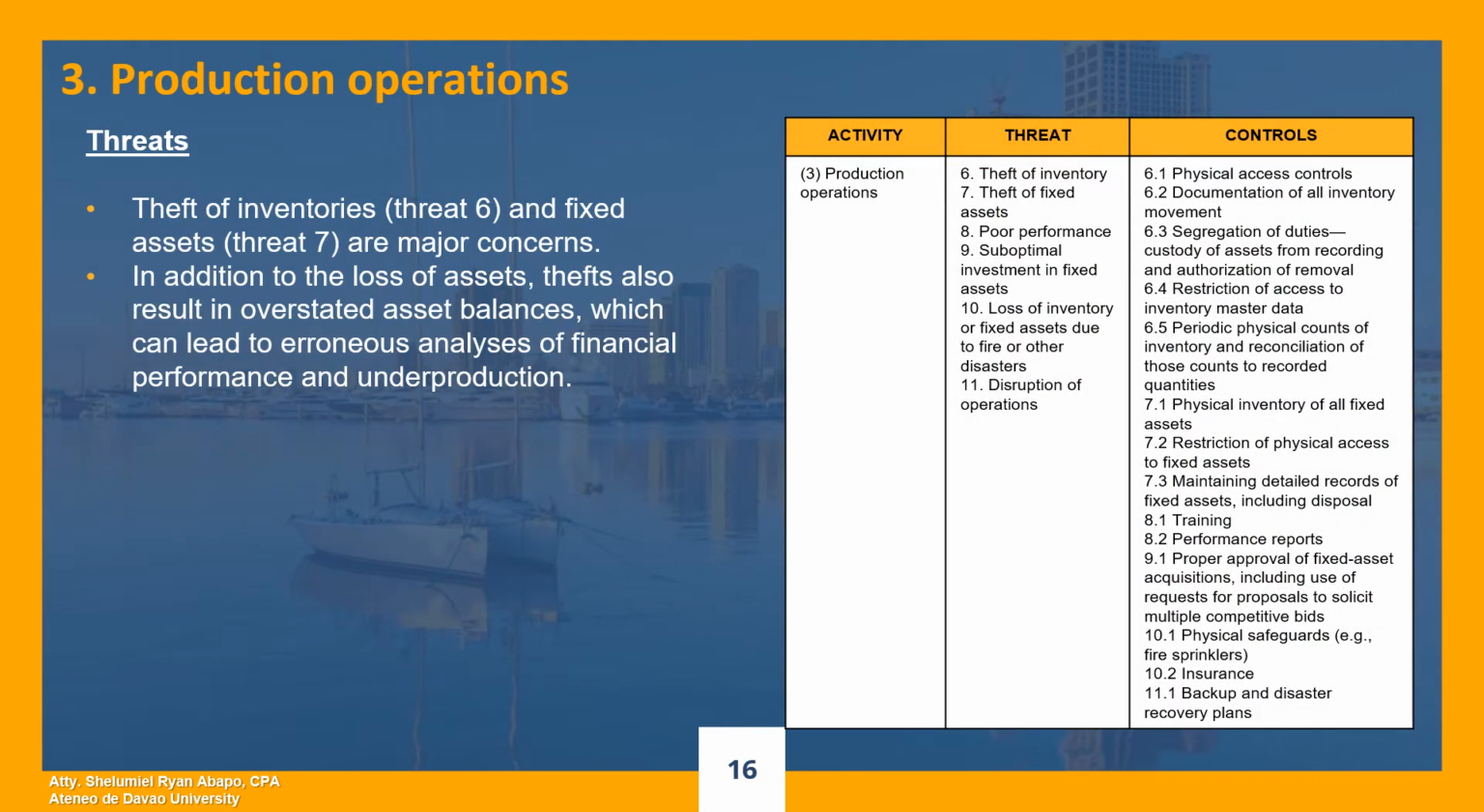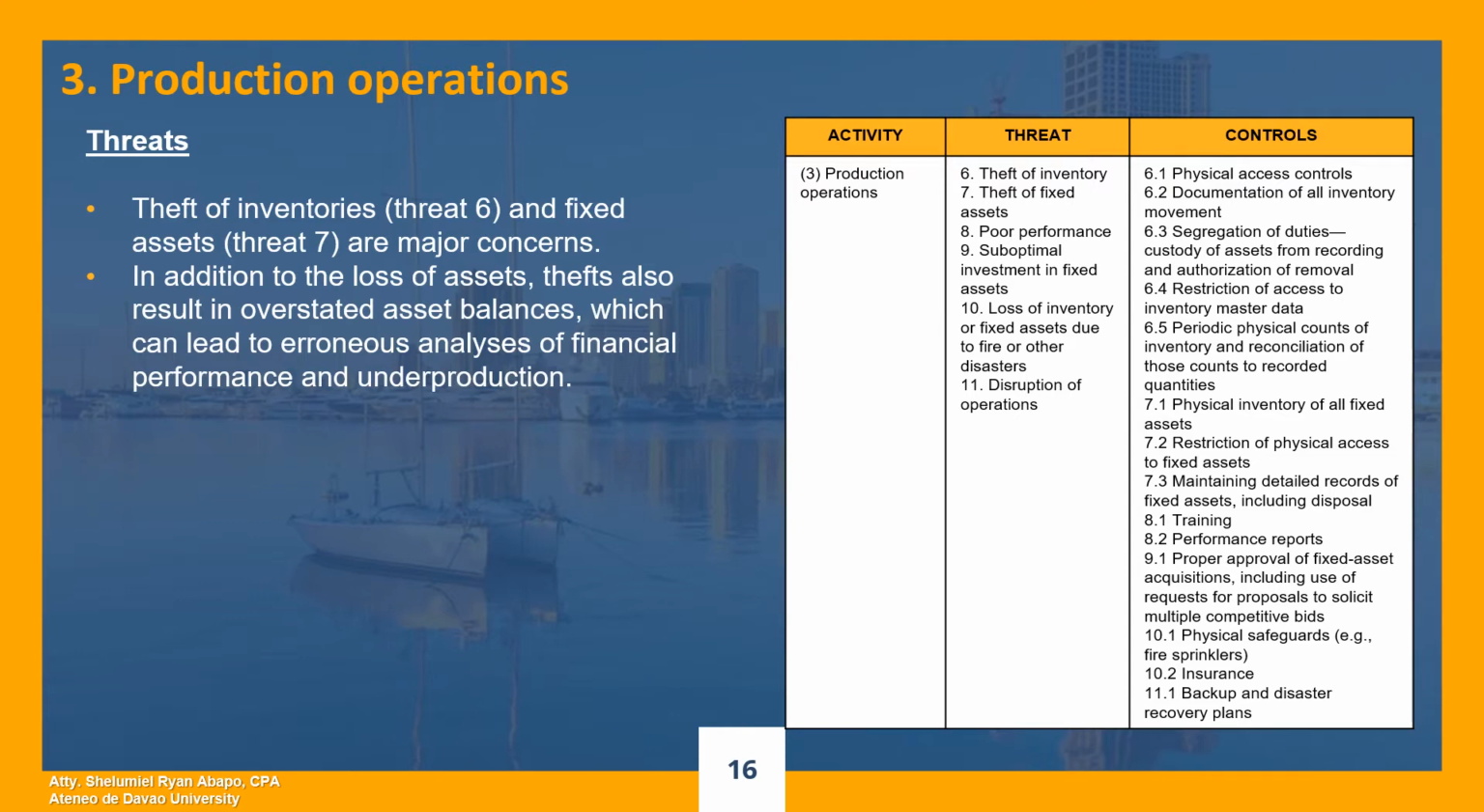Now let's proceed to the threats of the production process itself. The first one would be theft of inventories and fixed assets. This will be the major concern. In addition to the loss of assets, theft also results in overstated asset balances, which can lead to erroneous analysis of financial performance and underproduction.